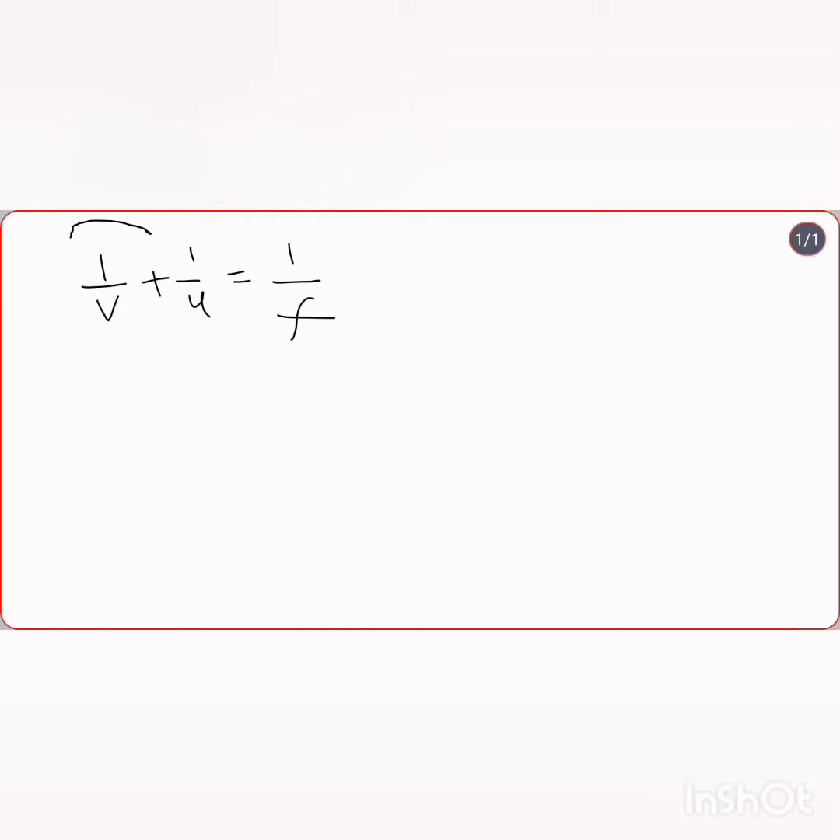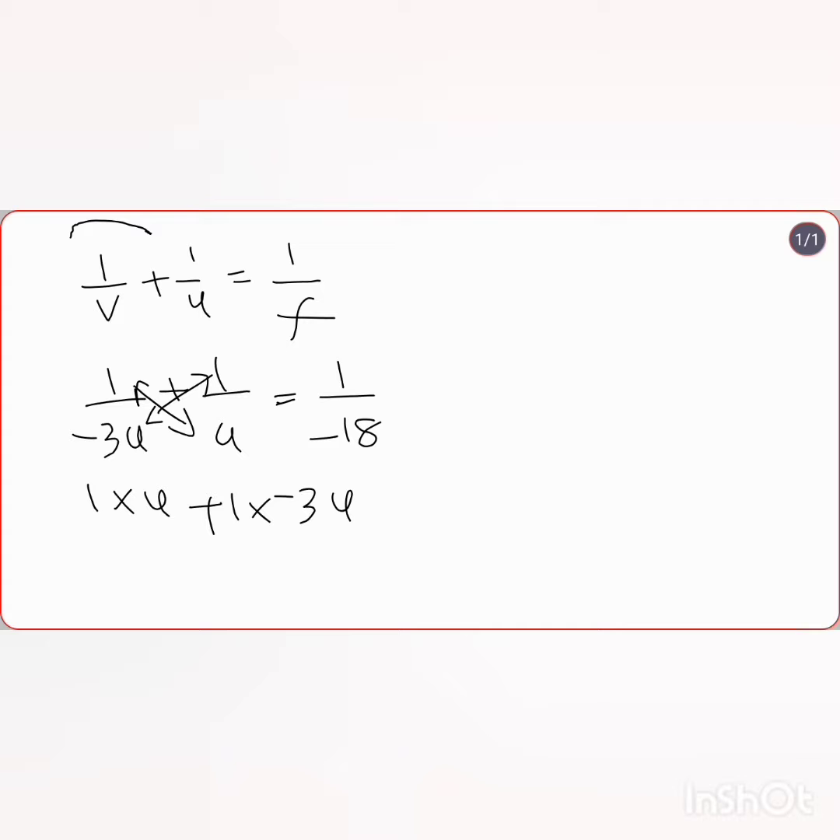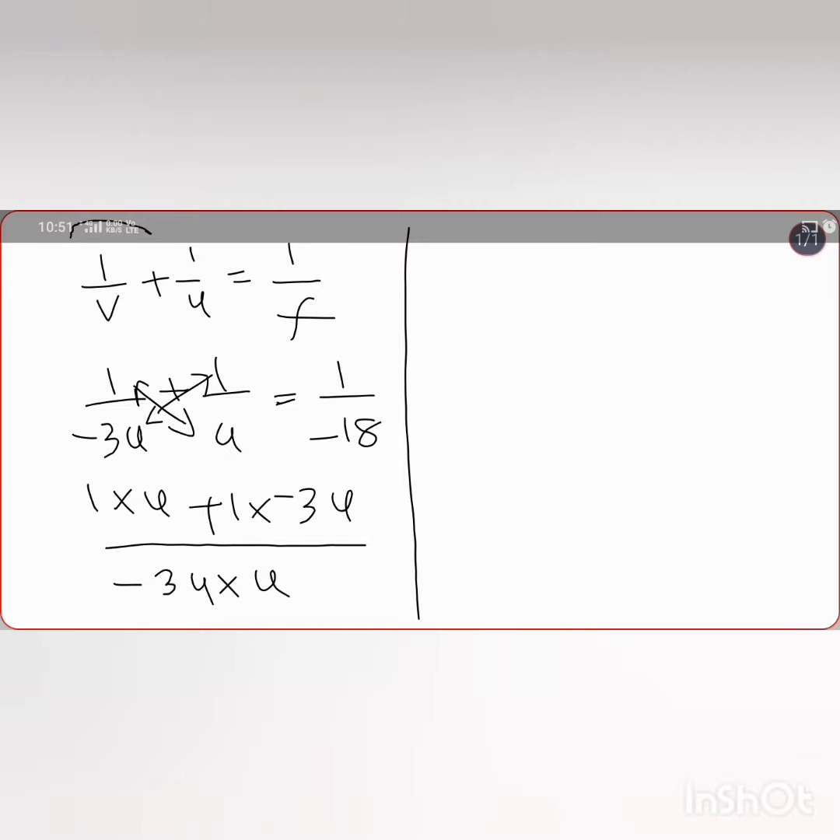Then using mirror formula, 1 by v plus 1 by u is equal to 1 by f. So substituting the values, v is equal to minus 3 into u, plus 1 by u is equal to 1 by f. f is equal to minus 18. Then we can cross multiply: 1 into u plus 1 into minus 3u, divided by minus 3u into u, which is equal to 1 into u plus 1 into minus 3u.